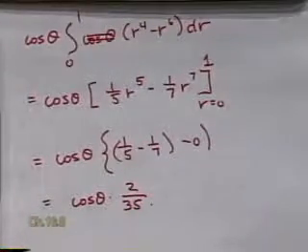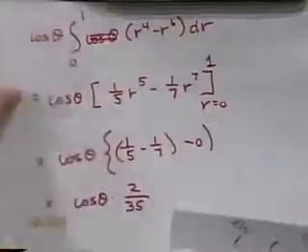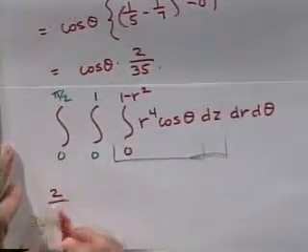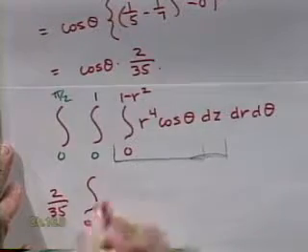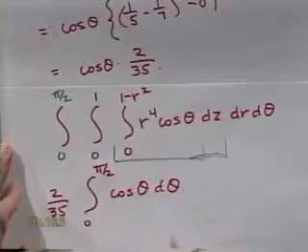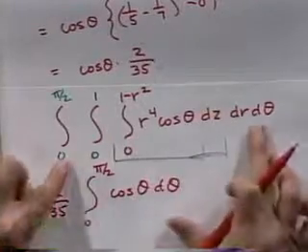Okay, now we take that and we do the last integral. And so we have 2/35, which I think I will just factor out. And then we're going from 0 to pi over 2 cosine theta d theta. We're doing the last one.